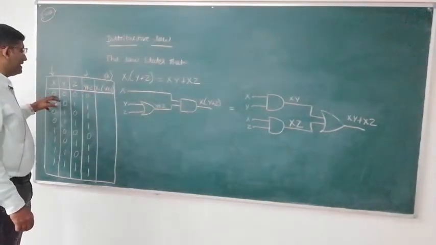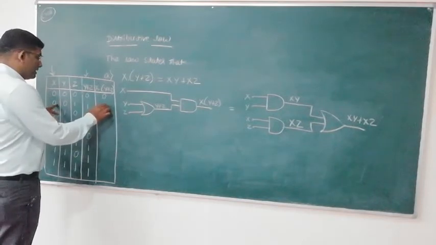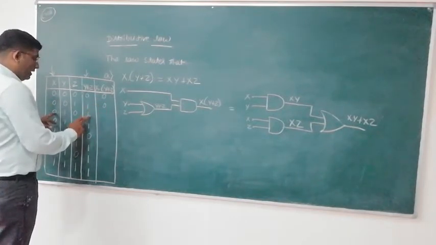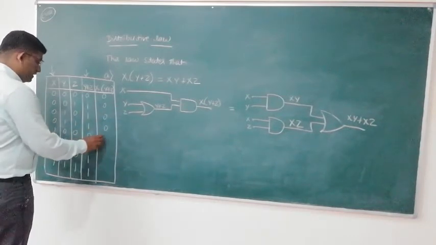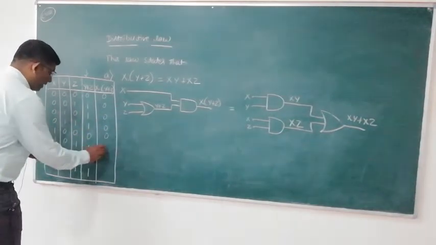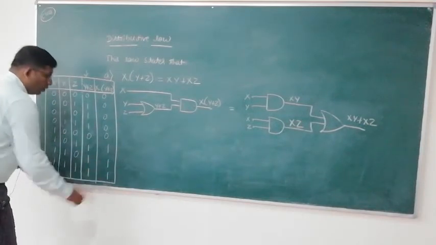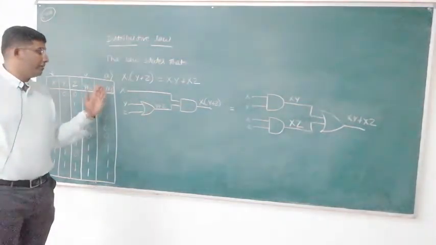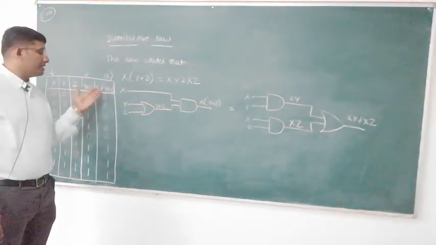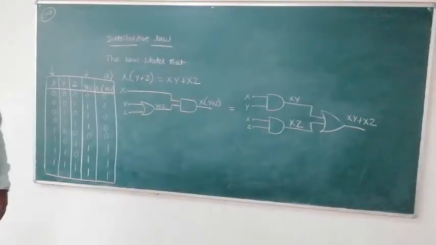That is 0 into 0, you are going to get 0; 0 into 1, 0; 0 into 1, 0; 0 into 1, 0; 1 into 0, 0; 1 into 1, 1; 1 into 1, 1; 1 into 1, 1. This is the output of x dot y plus z. If the expression is in the form of x dot y plus z, you are going to get this output.